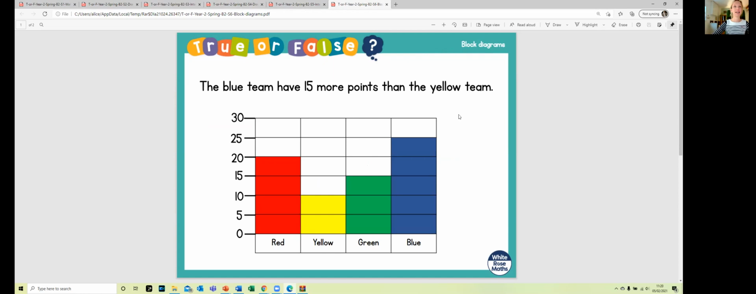Is this. You read it first, then I'll read it. Off you go. Ready? Right, let's read it together then. The blue team have 15 more points than the yellow team. Is that true or is that false? Looking at your block diagram. The blue team have 15 more points than the yellow team. Pause me now, work it out.